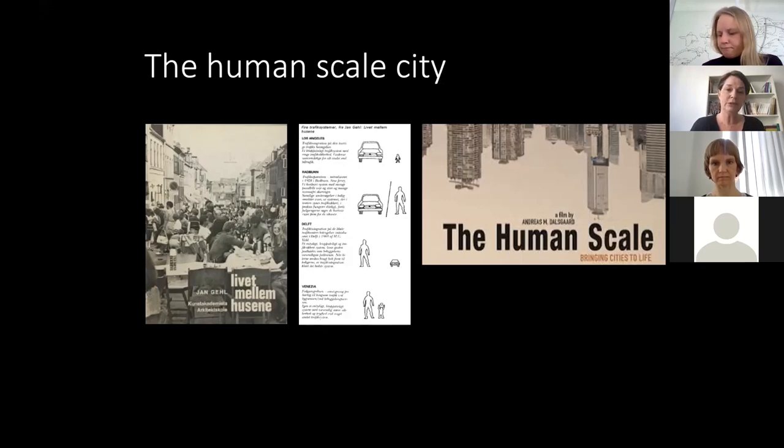So basically, the human scale city is a way of talking about the right to the city, or the fight over space, or whose commons these spaces between the houses actually are and what they should be used for.